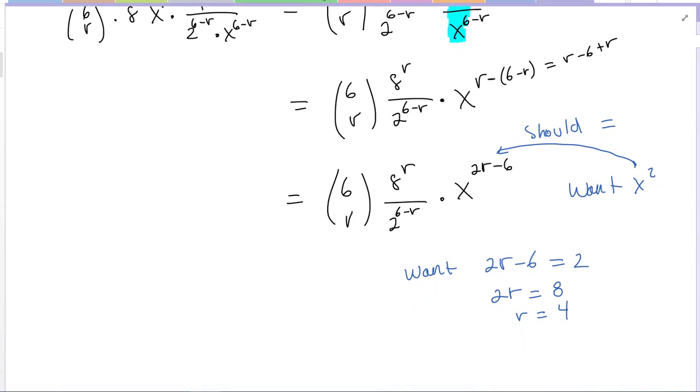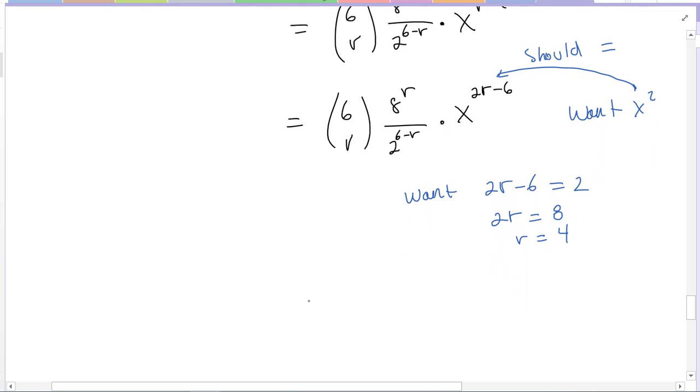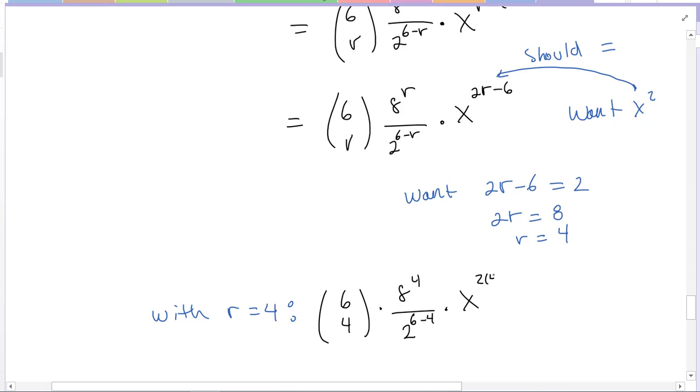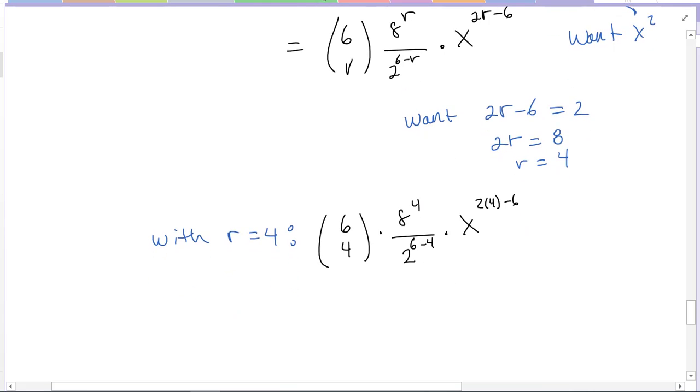And so now we can go back, and everywhere we see an r, we can plug in the 4 and make sure that it works. So with r equals 4, we're going to get 6 choose 4 times 8 to the 4 over 2 to the 6 minus 4, because r is 4, times x to the 2 times 4 minus 6. And notice that that exponent, 2 times 4 is 8, minus 6 is 2, which is what we want.